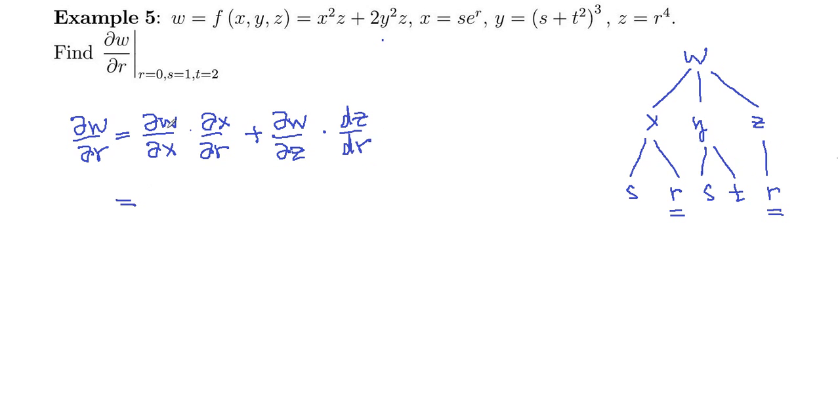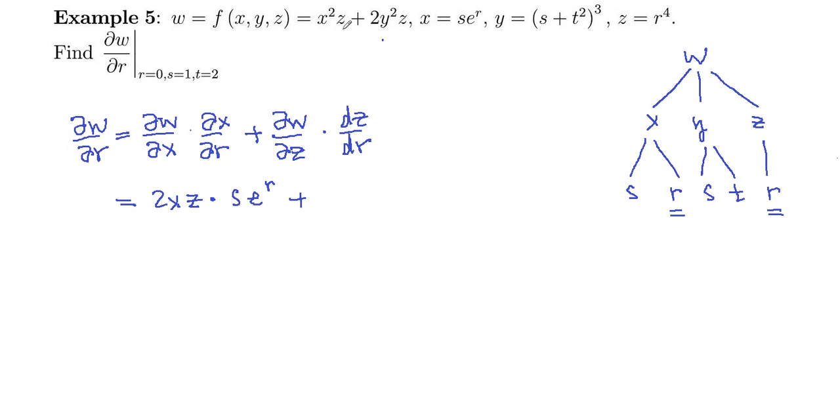So go ahead and dw/dx, so we want the x derivative of this guy. So the x derivative there is 0, the x derivative here is 2xz. And then dx/dr. So we want the r derivative here, so the derivative of e to the r is e to the r. So this is just going to be s e to the r again.